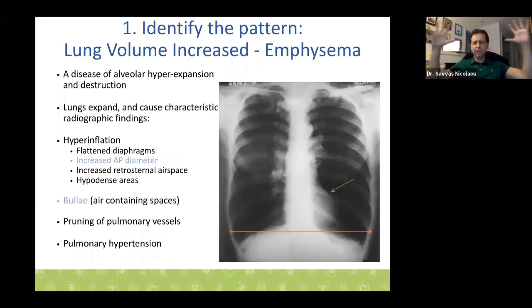You can have emphysema where the lungs are very expanded. You have flattened diaphragms, increased AP diameter of the thorax, increased retrosternal airspace, hypodense areas within the lungs, pruning or attenuation of the pulmonary vasculature, bullae, air-containing spaces, all features that you're dealing with emphysema or COPD. So you have very lucent lungs, flattened diaphragms, enlarged pulmonary arteries, pruning of the vessels, then you're dealing with COPD.